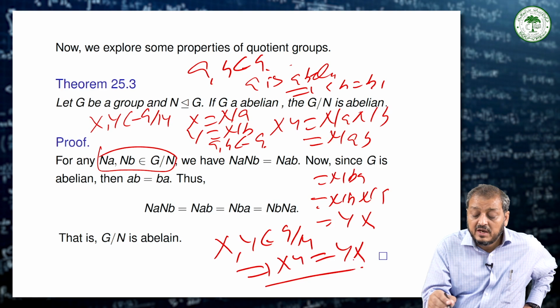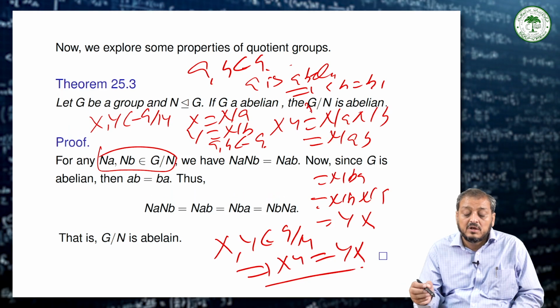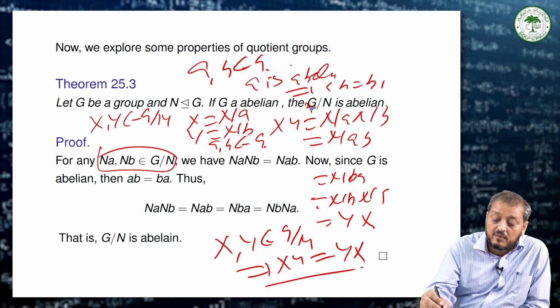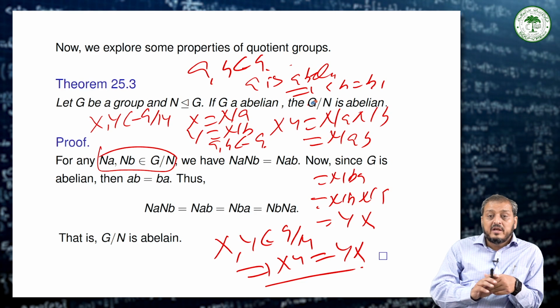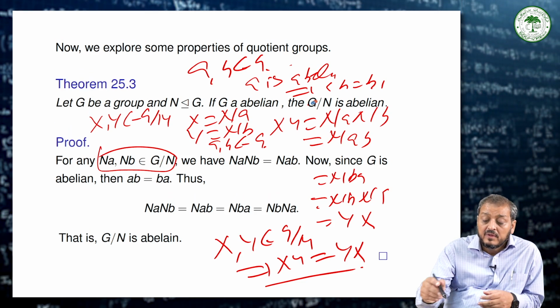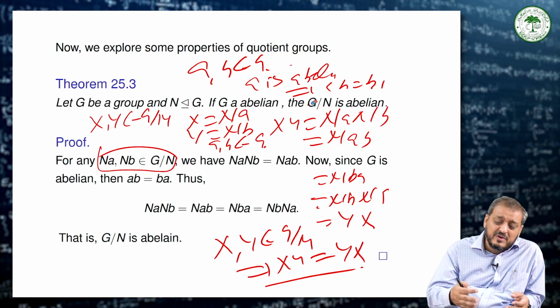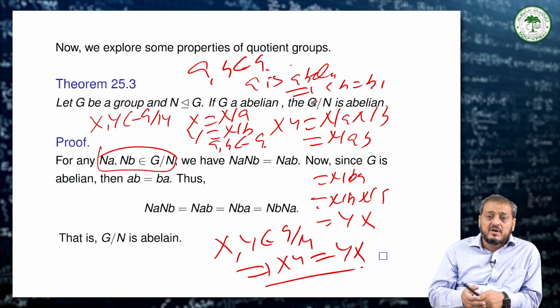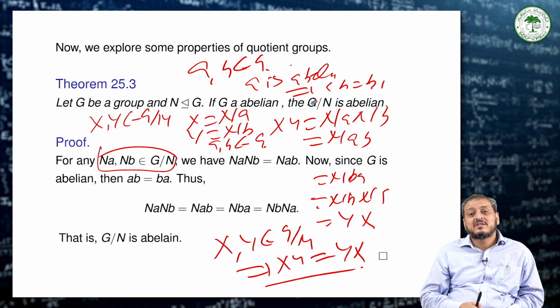So we can say that if G is a group and n is a normal subgroup, and if G is abelian, then G by n is abelian. This proof is very trivial, it is not very difficult.